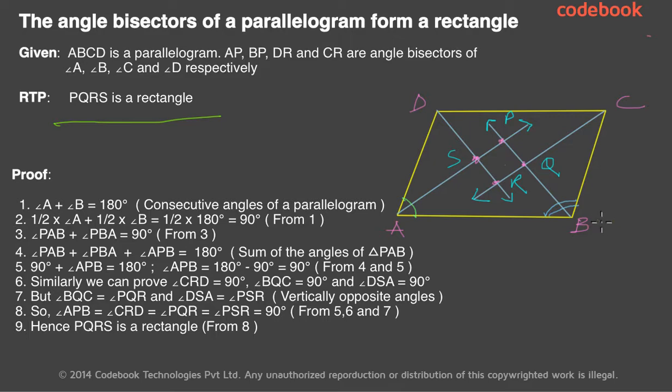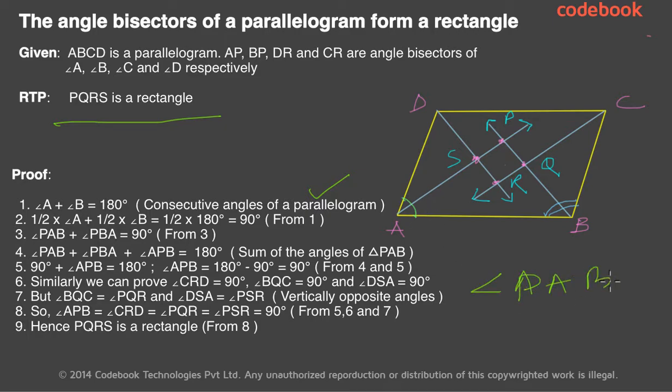We know that angle A plus angle B is 180 degrees because they are consecutive angles of a parallelogram, and half A plus half B is equal to half of 180 degrees, right? Because angle A plus angle B is 180 degrees. If you take half on both sides, you will have half A plus half B equal to half of 180, which is 90 degrees. But we know that half A is nothing but angle PAB, because AP is the bisector which divides the angle A into two halves.